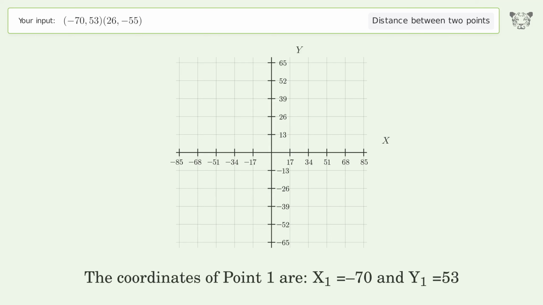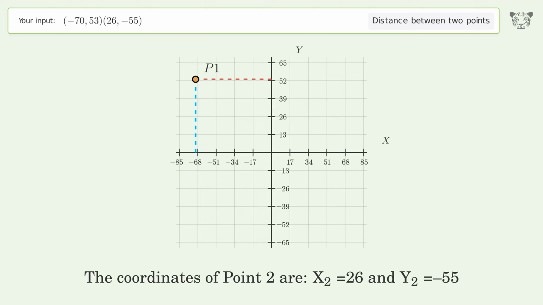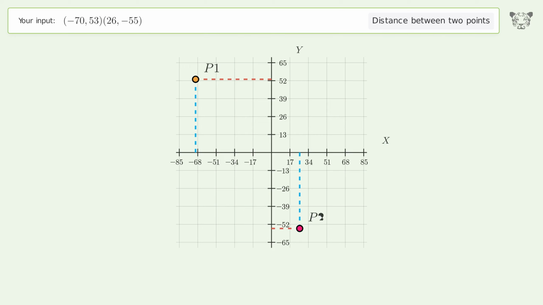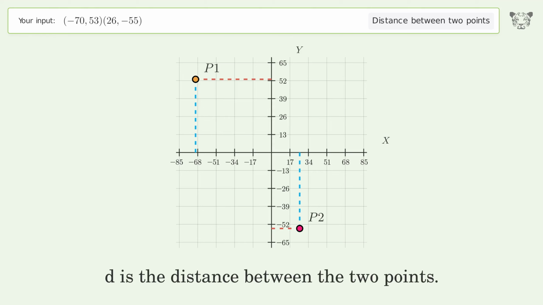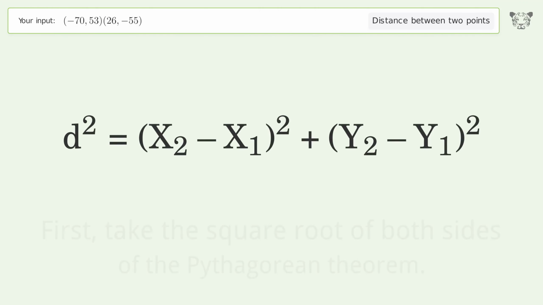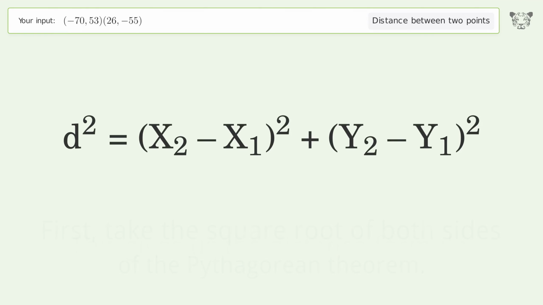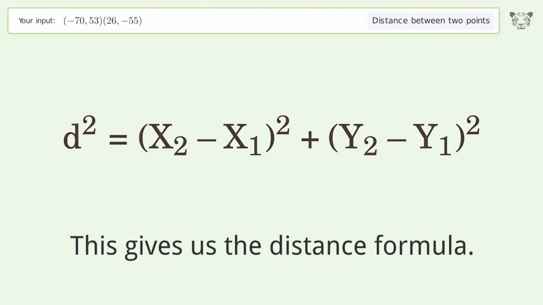The coordinates of point 1 are x1 equals -70 and y1 equals 53. The coordinates of point 2 are x2 equals 26 and y2 equals -55. D is the distance between the 2 points. First, take the square root of both sides of the Pythagorean theorem. This gives us the distance formula.